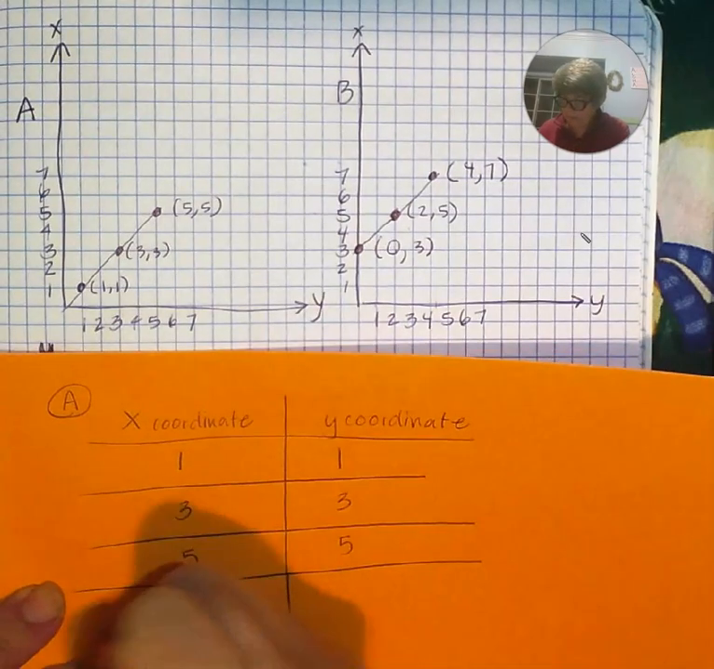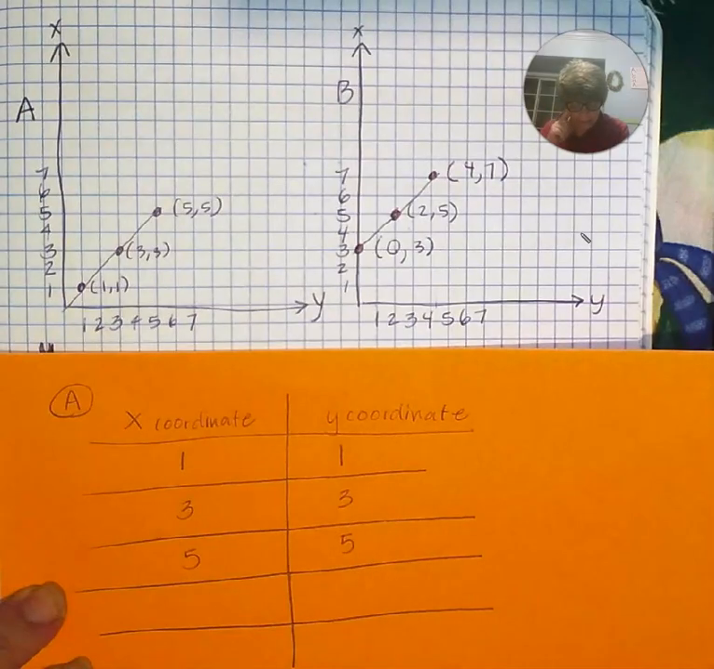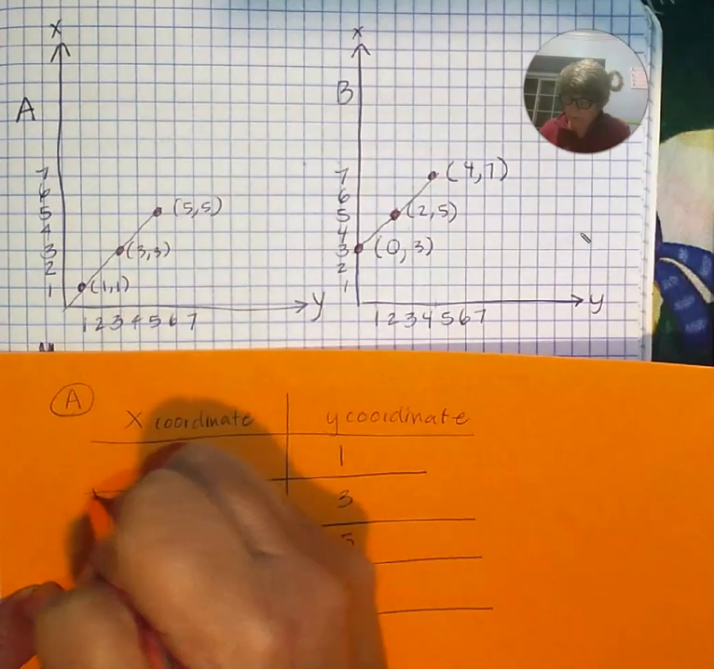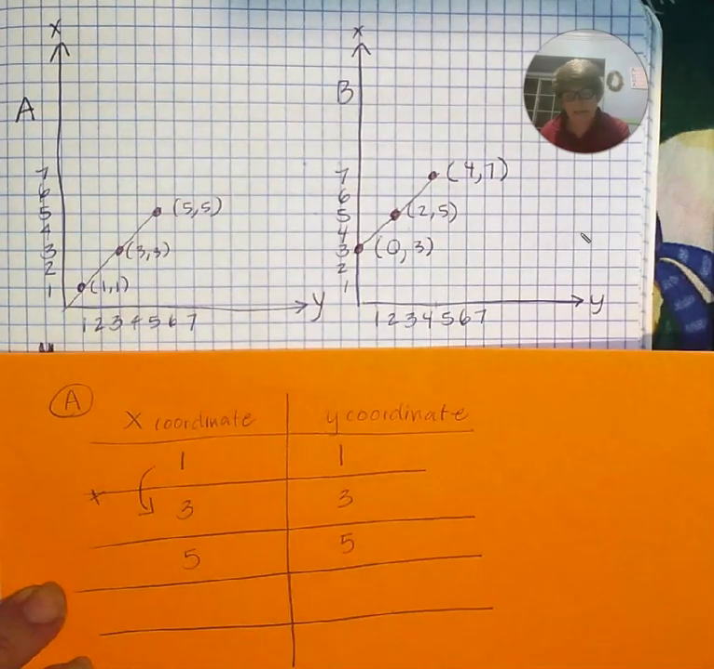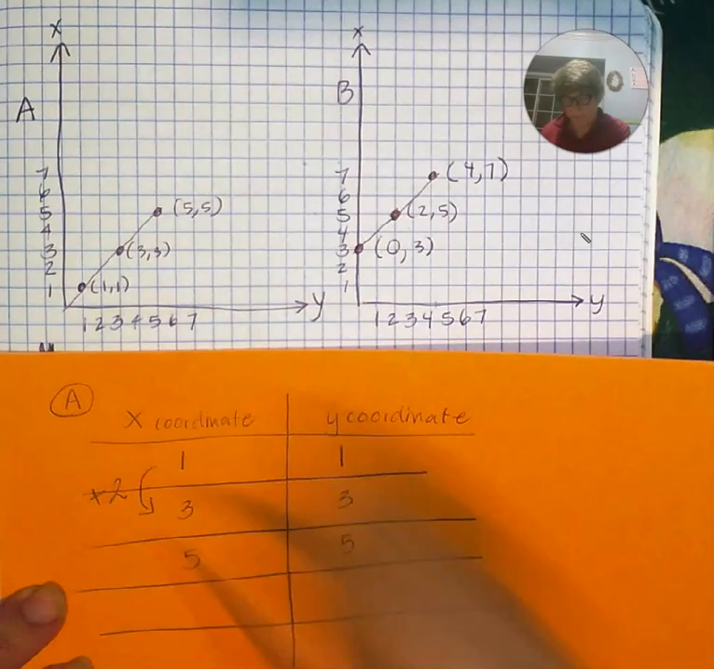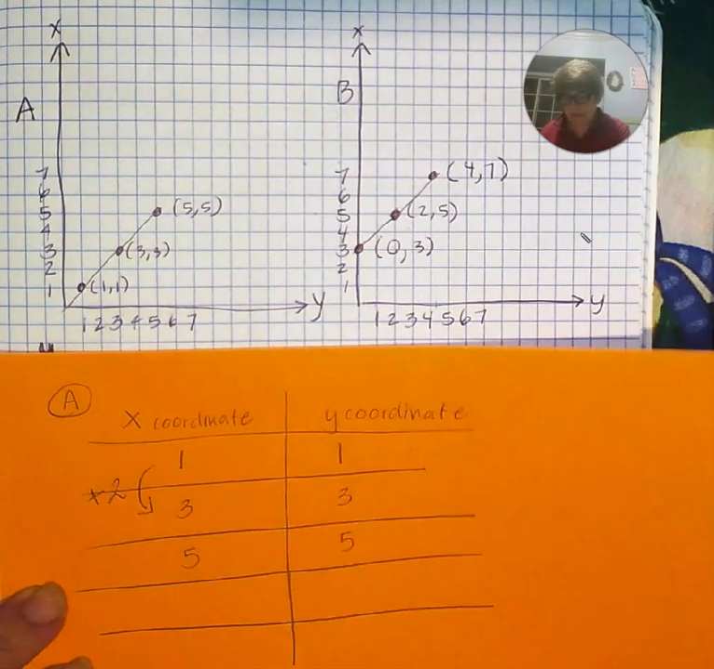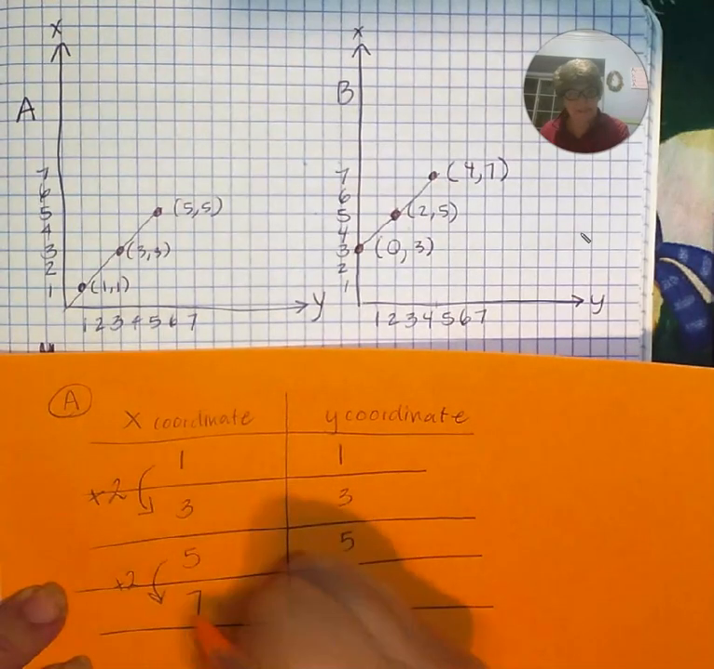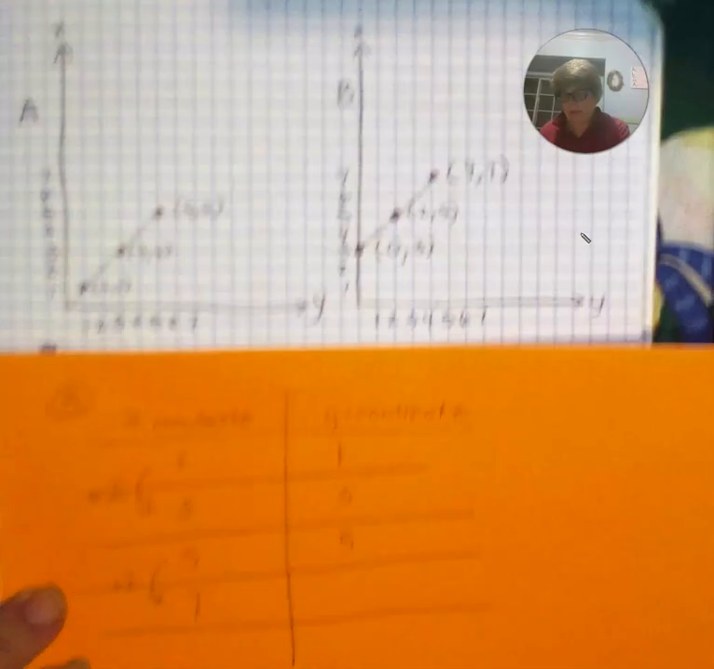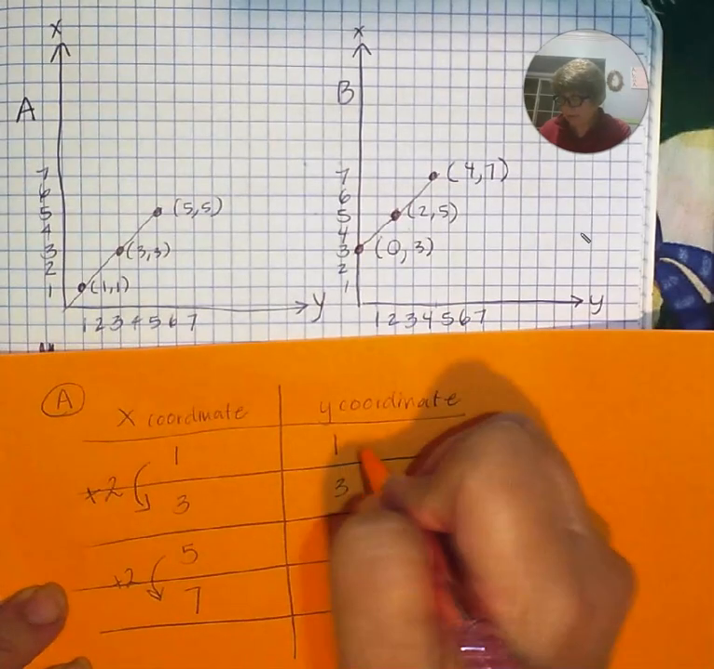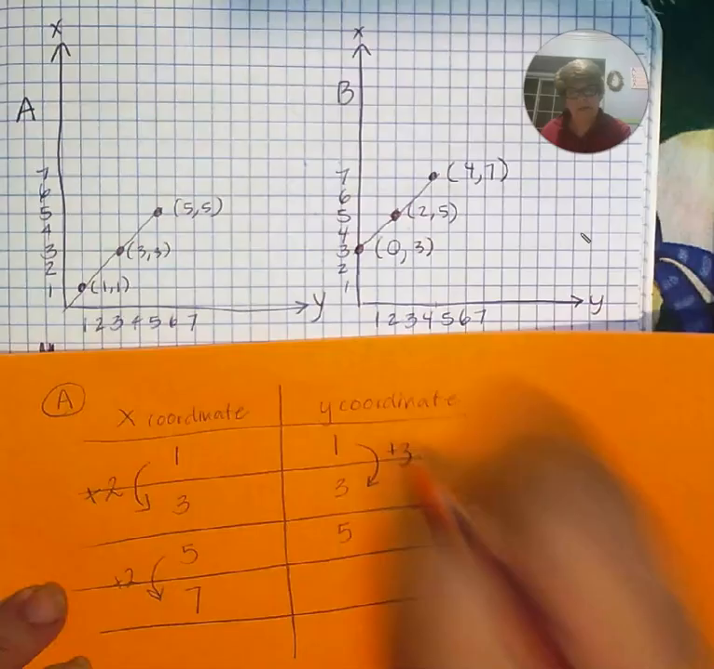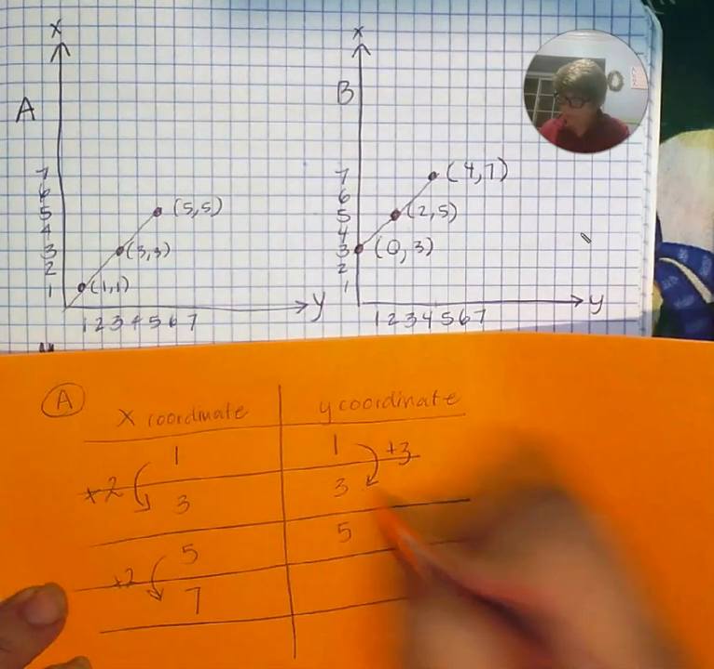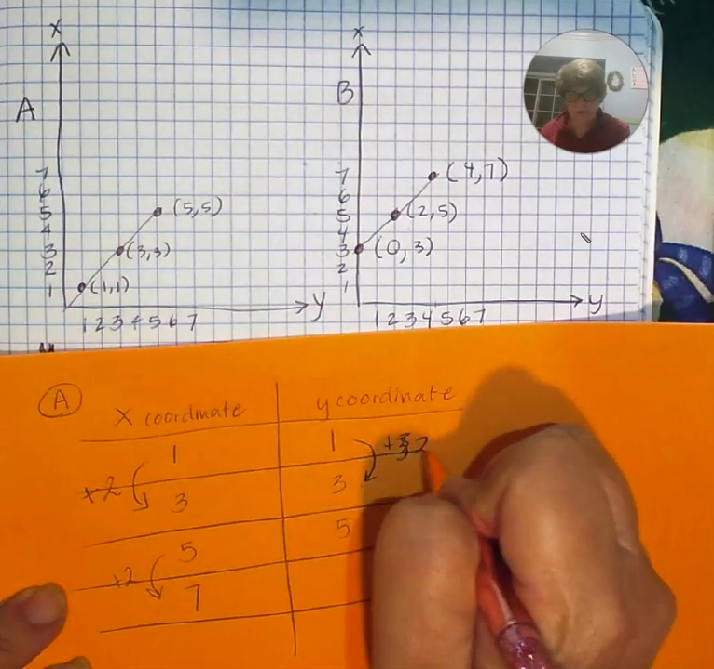What would be the next one here? Okay, so let's look at this pattern. From 1 to 3, we are adding 2, right? From 3 to 5, we're adding 2. So adding 2 from 5 to 7, right? And then what are we doing here? We're adding 3 from 1 to 3. Oh, sorry. Adding 2, of course.